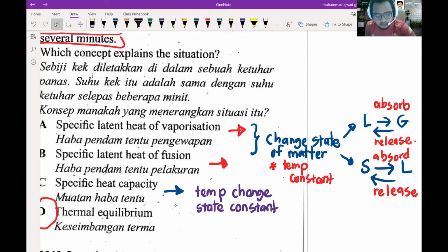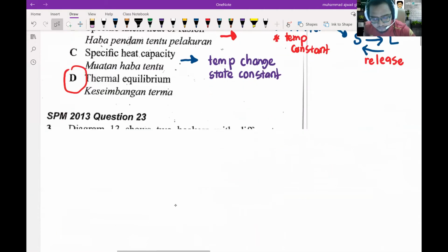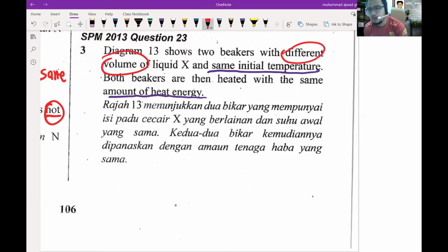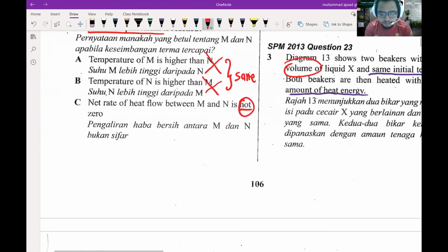Okay. Alright, so next one. Diagram 13 shows two beakers with different volume of liquid X and same initial temperature. Both beakers are heated with the same amount of heat. Okay, so apa yang different is different volume. So that will be the manipulated variable. Initial temperature is the same, constant. Amount of heat being supplied also constant.